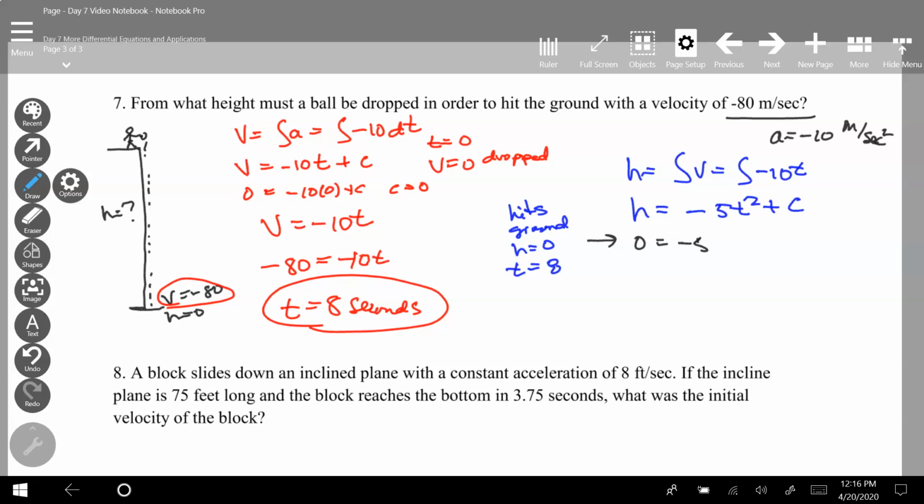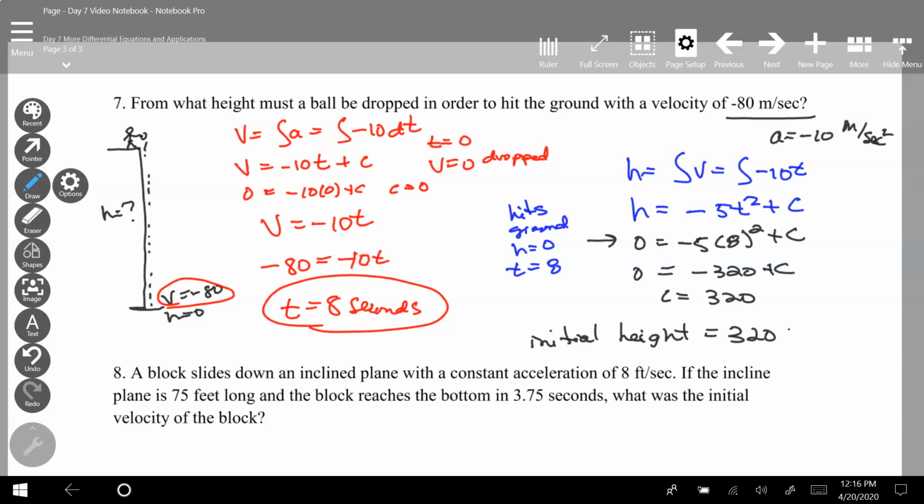0 is equal to negative 5 times 8 squared plus c. 0 equals 64 times 5, which is negative 320, plus c. So c equals 320. And that is the initial height. 320 meters is the initial height of the cliff or whatever we're dropping from.